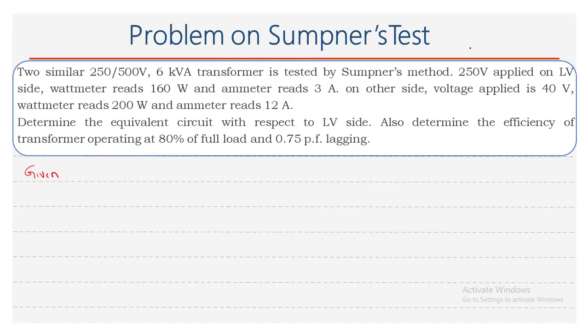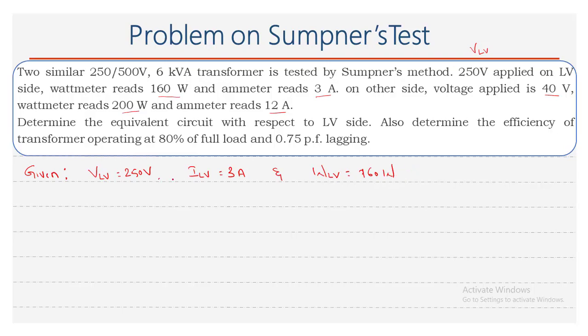This is as per our representation. This is voltage across LV, this is WLV, and this is ILV. Similarly, this is voltage VSC, this is WSC, and this is ISC. Let me write all the given data. The voltage applied across the primary is 250 volts, the current flowing on the LV side is equal to 3 amperes, and the wattmeter reading on the LV side is 160 watts.